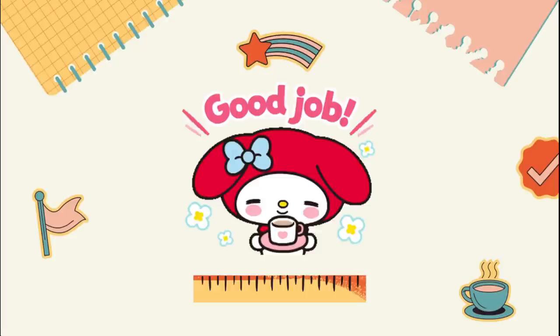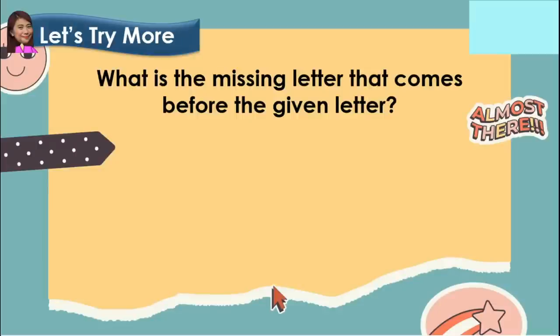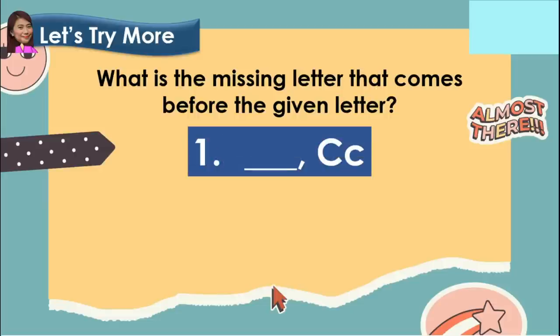Good job, kids! Now, let us proceed to our next activity. Let's try more. What is the missing letter that comes before the given letter? Number 1. Blank C. What is the missing letter that comes before the letter C? Type now your answer.